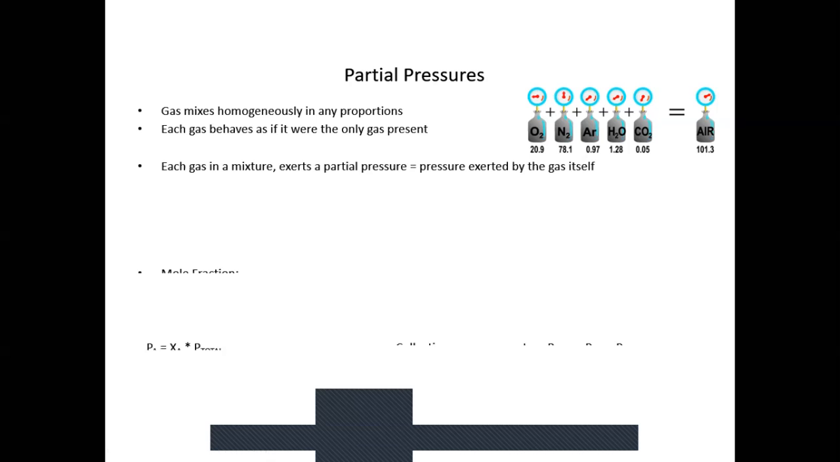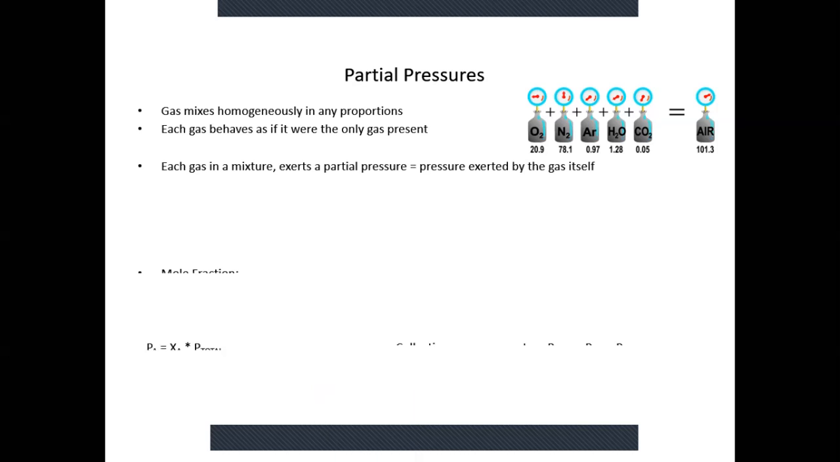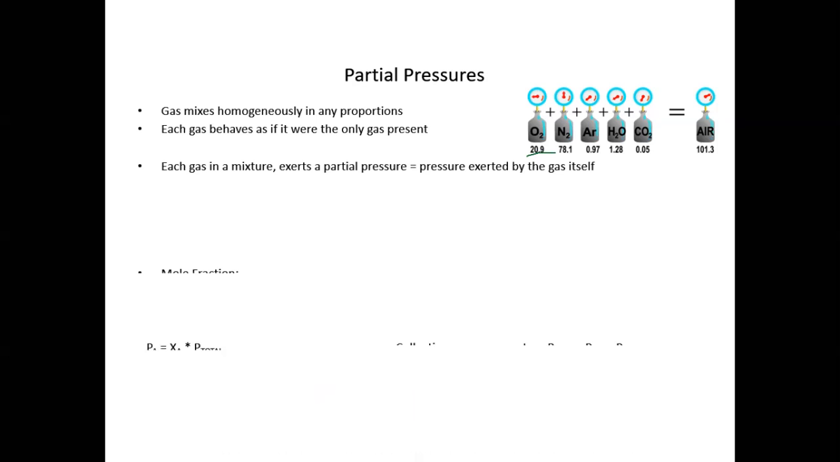The pressure that is exerted by one type of gas in a mixture is called the partial pressure. So for example, if we have a mixture of air, you see O2 has a partial pressure of 20.9 kilopascals, N2 78.1 kilopascals, argon 0.97, etc. Since we know the partial pressures of each component in air, when we add them up, we get the total pressure of the mixture, which is 101.3 kilopascals.